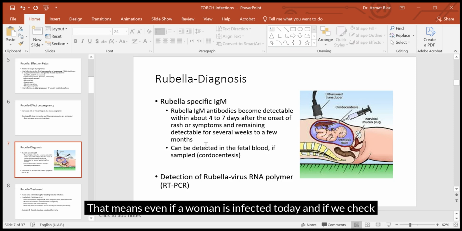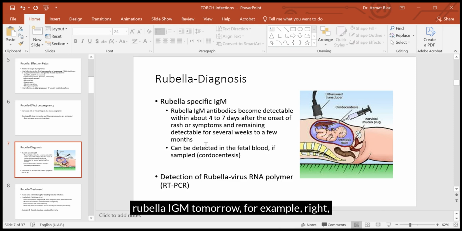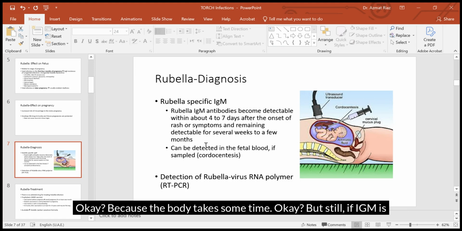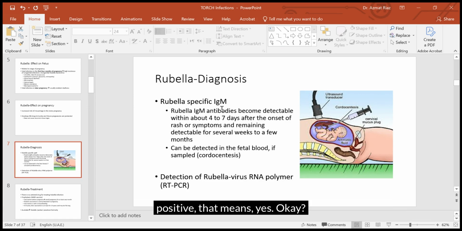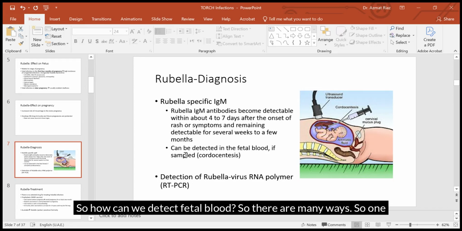That means even if a woman is infected today, and we check rubella IgM tomorrow, it may not be detectable, because the body takes some time. But still, if IgM is positive, that means yes, it's an acute infection. It can be detected in the fetal blood if sampled. So how can we detect it in fetal blood? There are many ways.